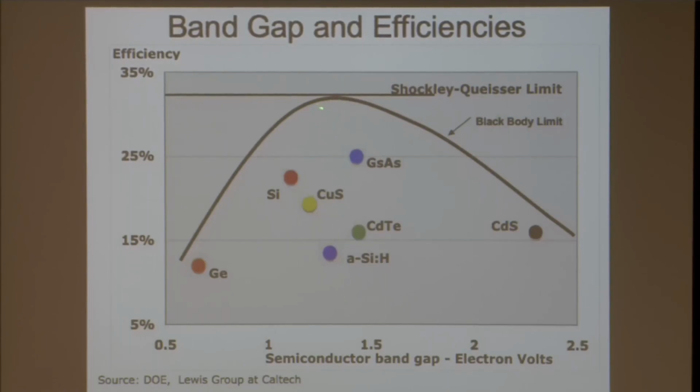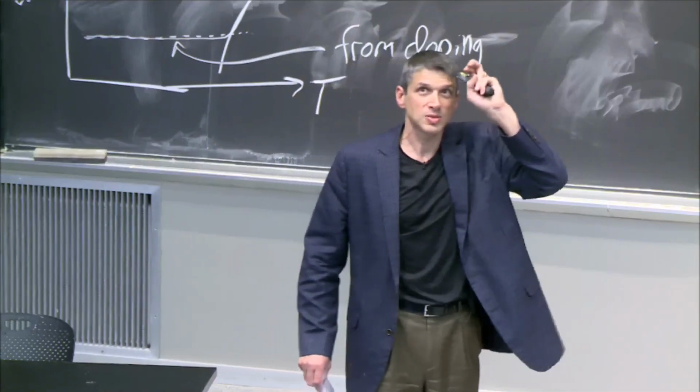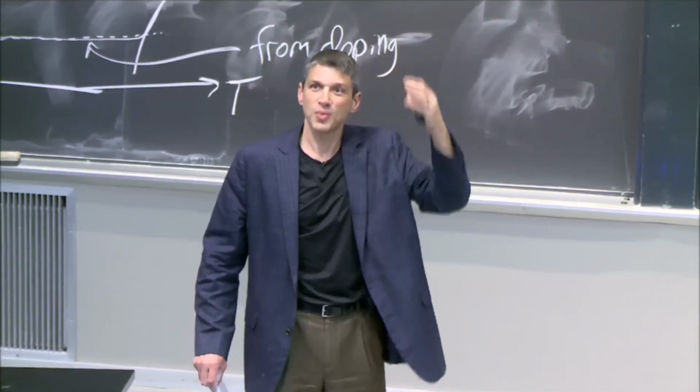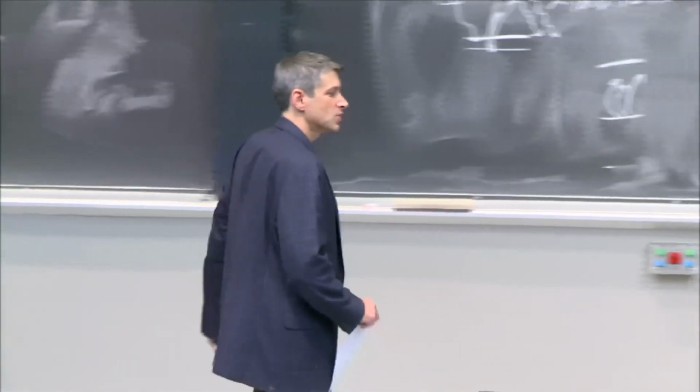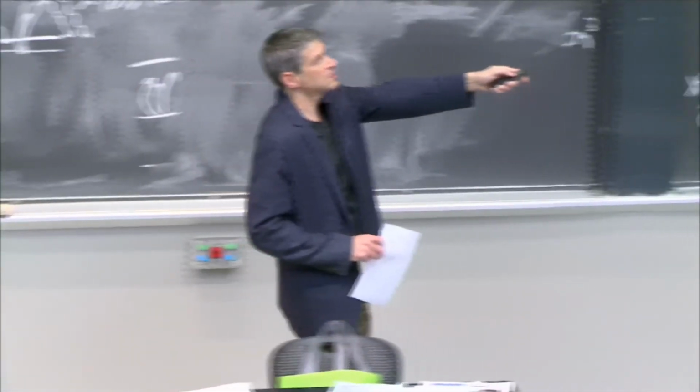You get to higher efficiency. But these materials, like gallium arsenide, do have the right gap. What is GS? That's not an element. Gallium arsenide, it does have a better gap, but it's much more expensive. And so a lot of solar cell research is on getting as close to this point as you can.